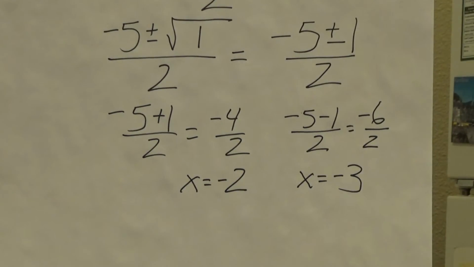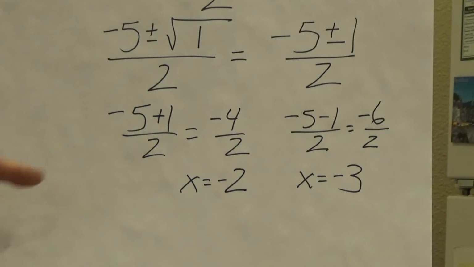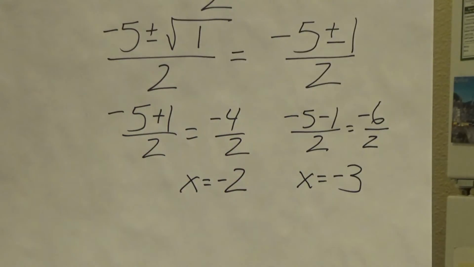So the square root of 1 is 1. Negative 5 plus 1 over 2 or negative 5 minus 1 over 2. So negative 5 plus 1 is negative 4. Negative 4 over 2 is negative 2. Then we have negative 5 minus 1, negative 6 over 2, negative 3. So those are our 2 solutions.